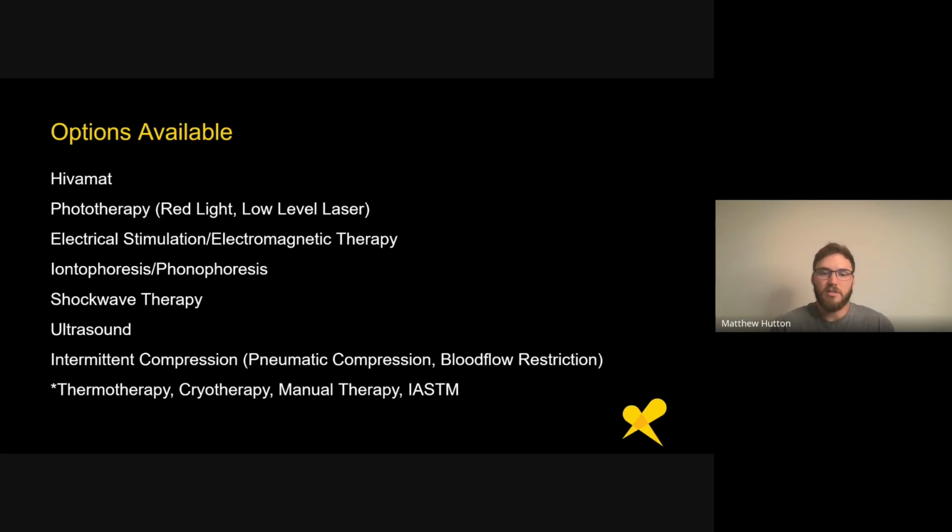Electrical stimulation. This is e-stim or stim. Pretty much everybody has it. There's a bunch of different variations of it, whether that's a stim unit, combo unit, a TENS unit, Compex, NMES. There's a bunch of different applications of electrical stimulation.